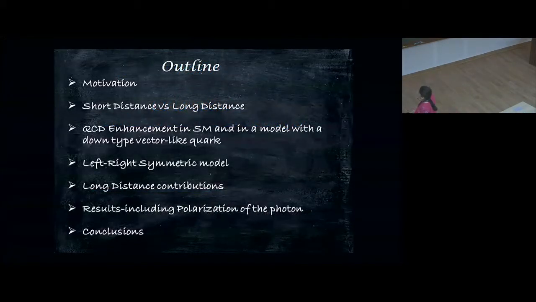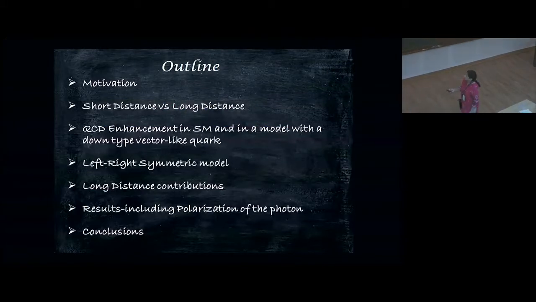This is the outline of my talk. I'll start with some motivation and then discuss the issue of short distance versus long distance effects. This was dwelled upon in the context of meson decays yesterday in Ambrosius' talk. And then I'll go on to discuss the QCD enhancement in the standard model, as well as in a model with a down-type vector-like quark.